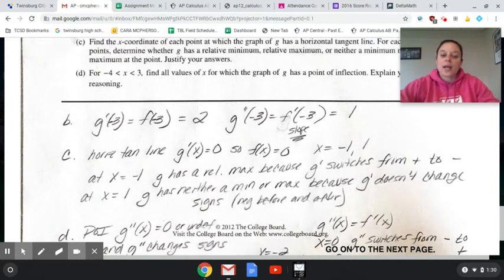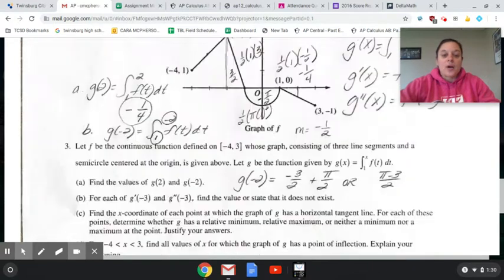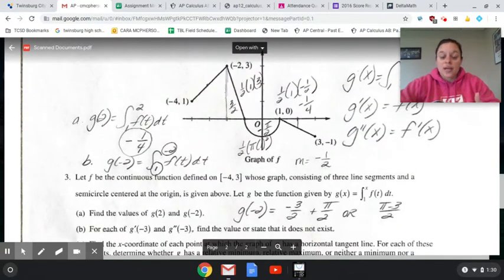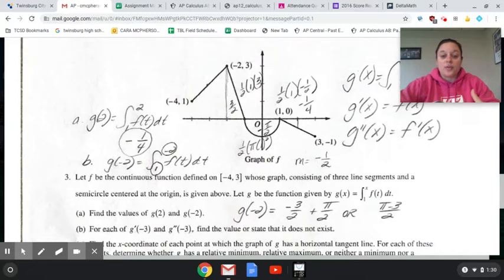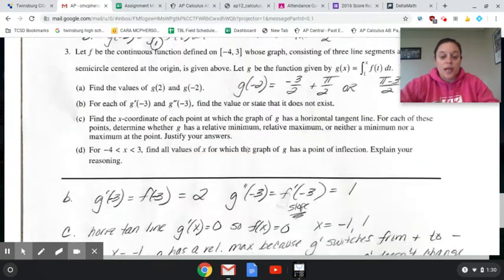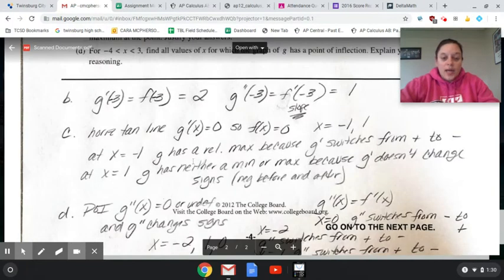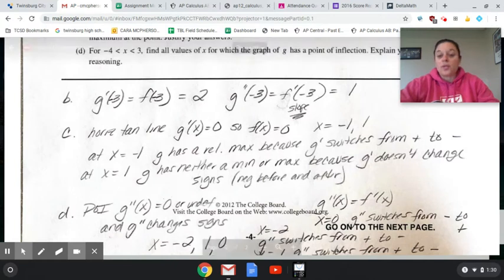And then for each one, I need to check and see, does it change signs? Does it have a derivative that goes from positive to negative or negative to positive, or does it keep the same sign? So that's going to come from location. So above the x-axis is going to be a derivative that's positive, below is going to be negative. So at -1, it goes from above to below. What that means is the derivative goes from positive, meaning on the increase, to negative, decrease. So that's going to be a maximum. And I'll show you how I wrote that. I wrote has a maximum because the derivative switches from positive to negative.